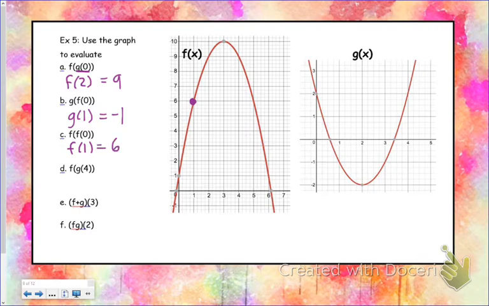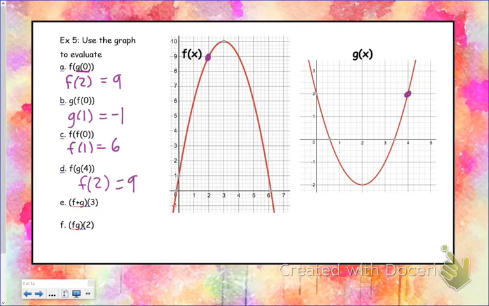And then f of g of 4. So g of 4, so I look at the g of x function. When x is 4, I get 2. Okay, so the answer to that one's 2. Whoops, try to erase that point. Okay, so f of 2. So when x is 2 on the f of x function, I get 9.